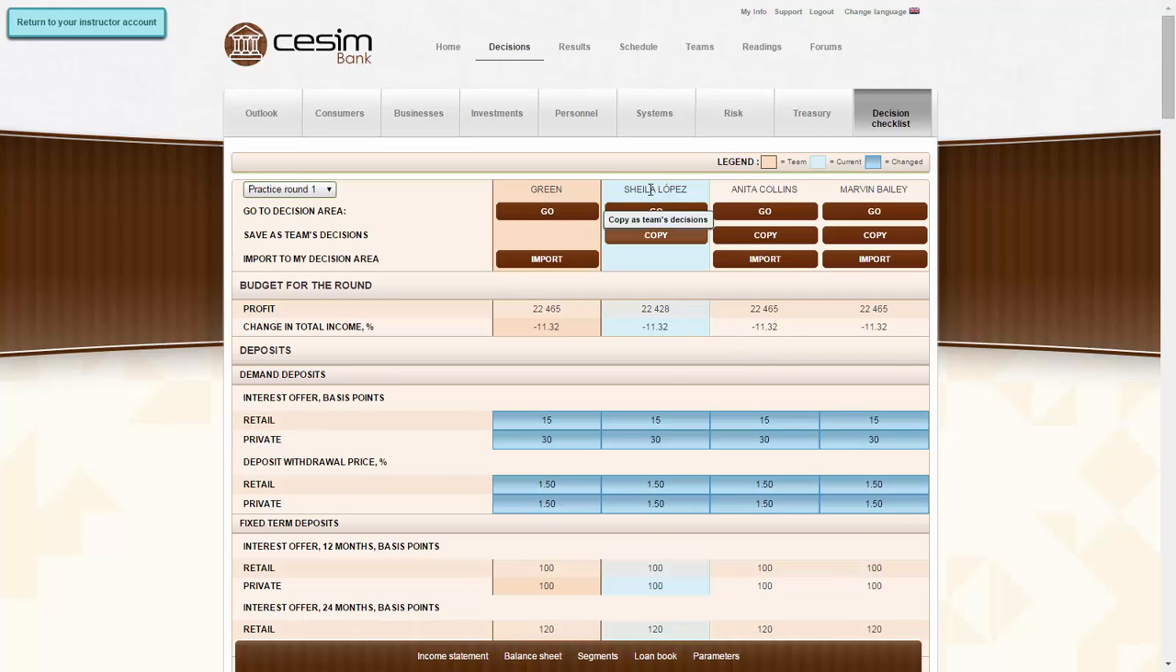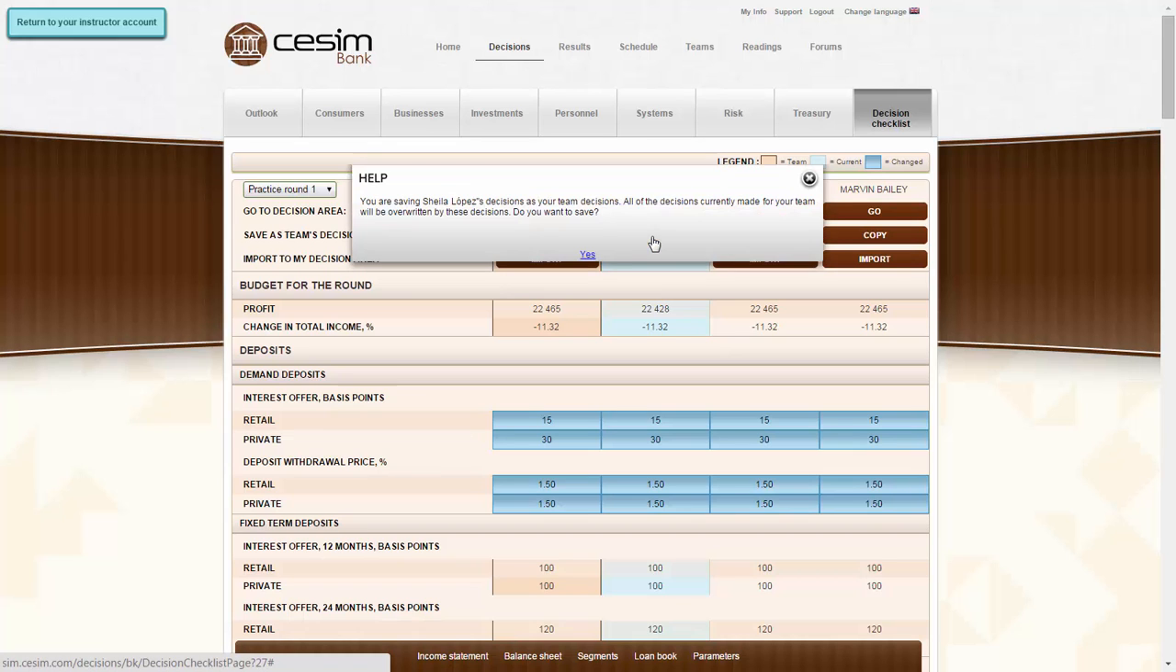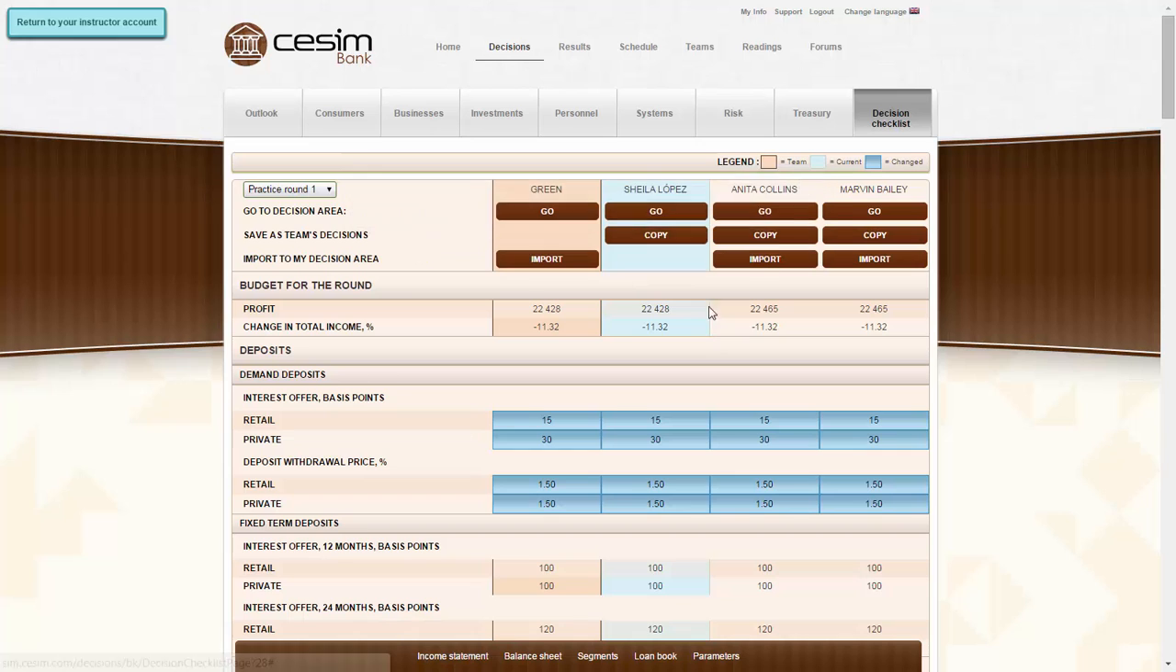Now if we assume that we want to use Sheila's decisions, we click this copy button here, and now the system is going to move all the decisions from this column to this column, and then whatever we have in this column at the time of the deadline is going to be used to calculate the results.